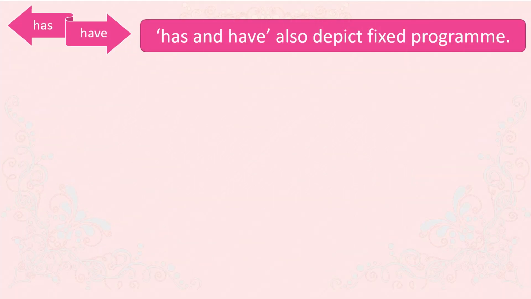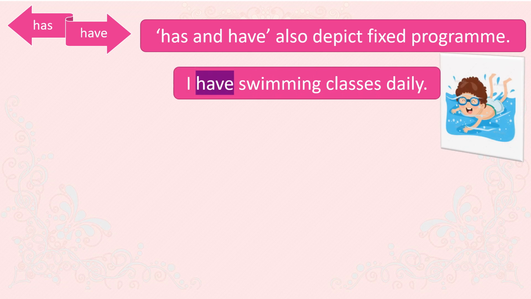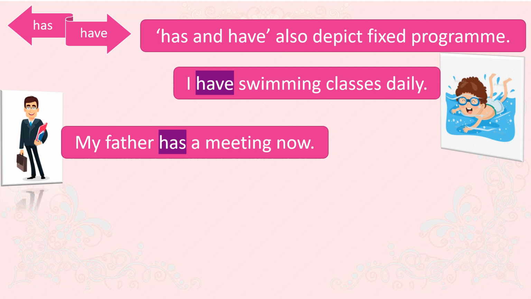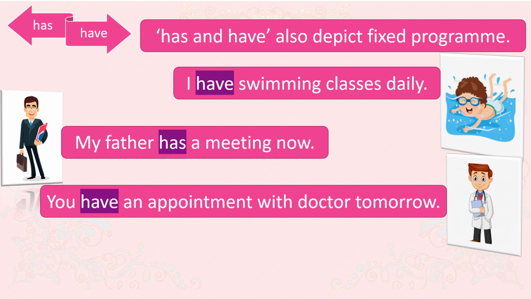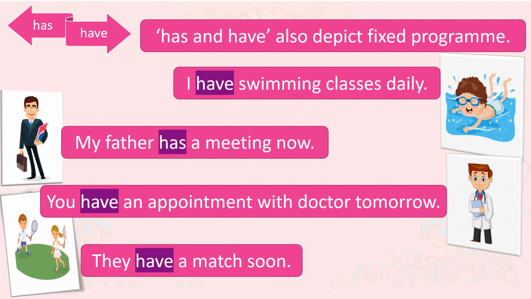Kids, has or have also depict a fixed program. Fixed program means something that has already been decided. For example, I have swimming classes daily. Here swimming classes is a fixed program, a program which is scheduled beforehand. My father has a meeting now. His meeting is already scheduled. It's fixed. You have an appointment with the doctor tomorrow. You fix an appointment beforehand, and that's why we have used have here. They have a math class soon. Math is again a fixed program. So has and have also depict a fixed program.